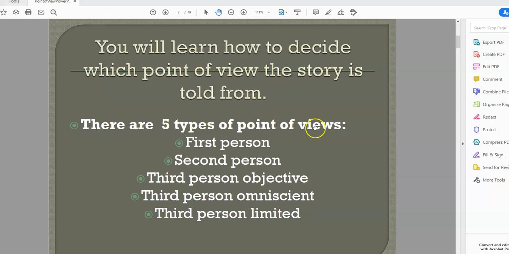There are 5 types of points of view. Now, we're talking about fiction. We're not talking about nonfiction. We're really talking about fiction stories. So we're going to talk about first person, second person, third person objective, third person omniscient, and third person limited.